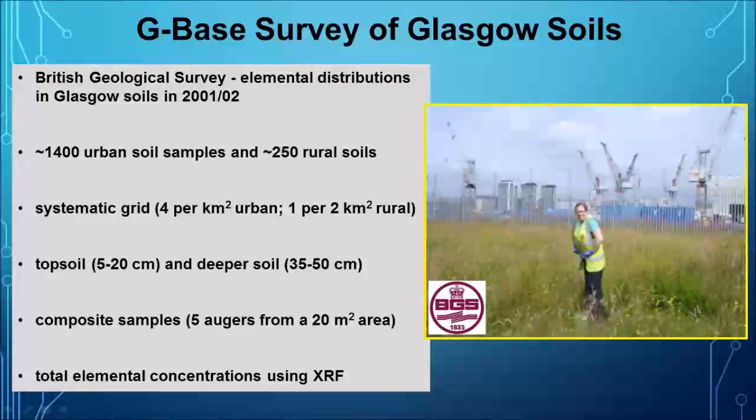For comparison with what we were talking about last day, here's the soil sampling strategy, so 5 to 20 centimetres for topsoil. They also looked a little bit deeper, only down to 50 centimetres. I think we were talking about down to 75, 76 centimetres last week. This was done by collecting augers, 5 samples per site, which were mixed together, and then the elemental concentrations determined using XRF.